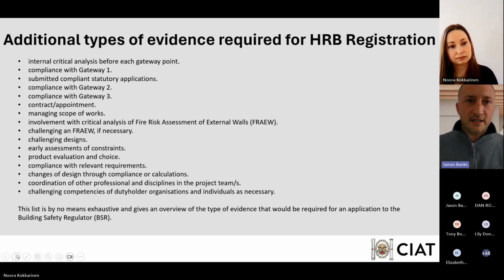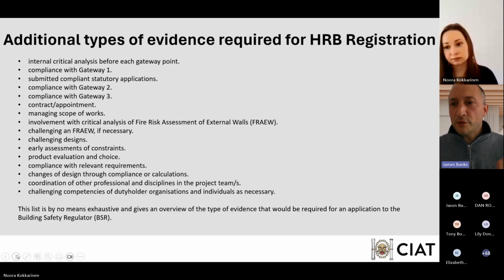Internal critical analysis against each gateway point, compliance with the gateway stages 1, 2, and 3, compliance with statutory applications. Again, there are some synergies between HRB and non-HRB: contracts and evidence of appointments, managing scopes of work, involvement in critical analysis of fire risk assessments of external rules, challenging those if necessary, challenging designs, product evaluation and choice, early assessment of constraints, compliance with relevant requirements, change of design through compliance and or calculations as necessary, coordinating other professionals and other disciplines, and challenging competencies of duty holders.